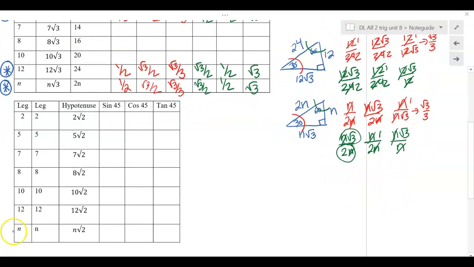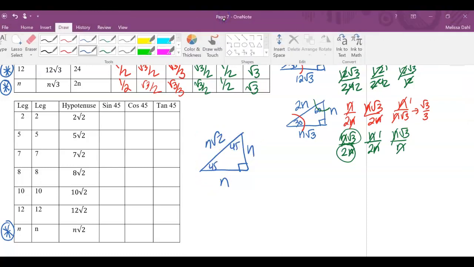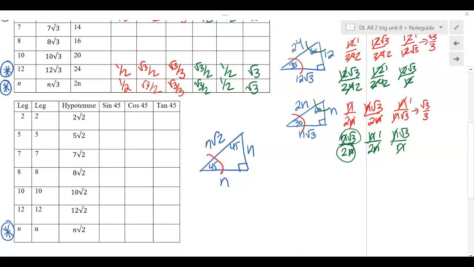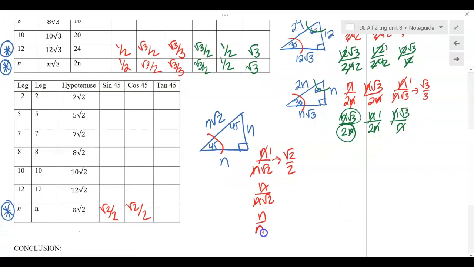You can see the same thing happen in your 45, 45, 90s. Instead of making you go through the whole list, I'm just going to show you the ratios we get one time with n. So this is our 45, 45, 90. You can pick either of the 45-degree angles. So sine would be opposite over hypotenuse, which would be 1 over rad 2, which gets rationalized to be rad 2 over 2. Cosine would be adjacent over hypotenuse, which would yield the same answer as before. And tangent would be opposite over adjacent, which would give us 1.